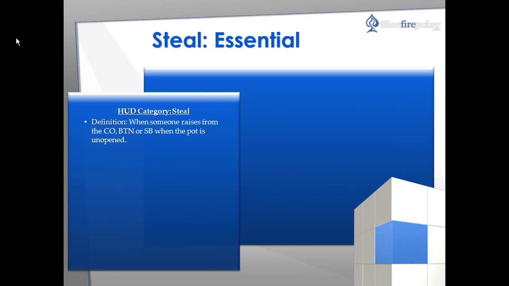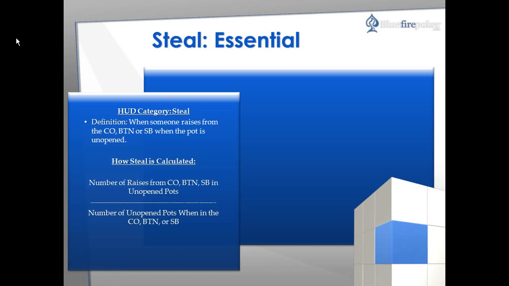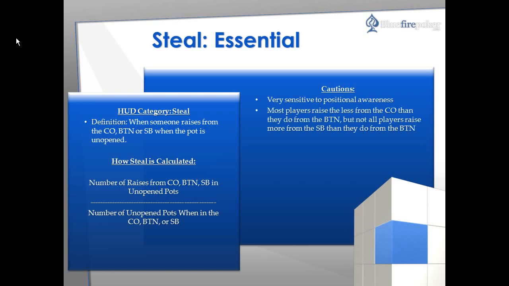The next of the essential stats is the overall steal percentage, and this is in the HUD category of steal. This is defined as when someone raises from the cutoff, button or small blind, but only in unopened pots, and is calculated by taking the total number of raises they have made from the cutoff, button or small blind in unopened pots, dividing that by the number of unopened pots that the player was in when they were in one of those positions.